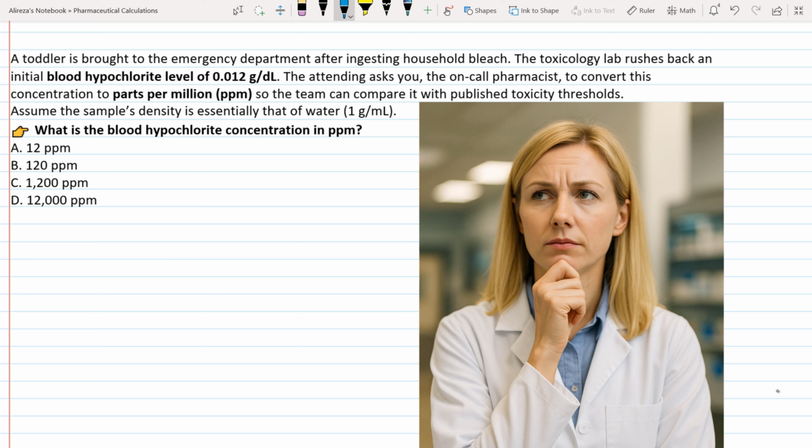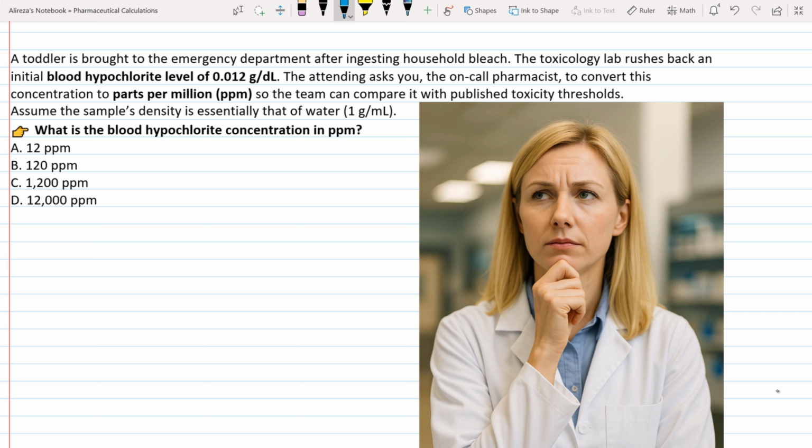Here's the problem. A toddler is brought to the emergency department after ingesting household bleach. The toxicology lab rushes back an initial blood hypochlorite level of 0.012 gram per deciliter. The attending asks you, the on-call pharmacist, to convert this concentration to parts per million, or ppm, so the team can compare it with published toxicity thresholds.